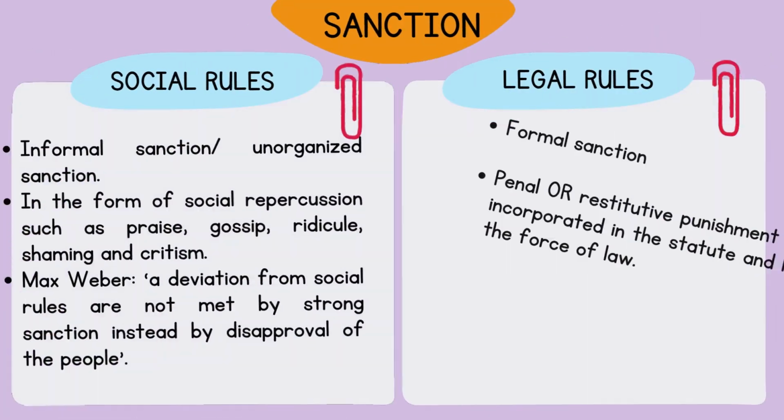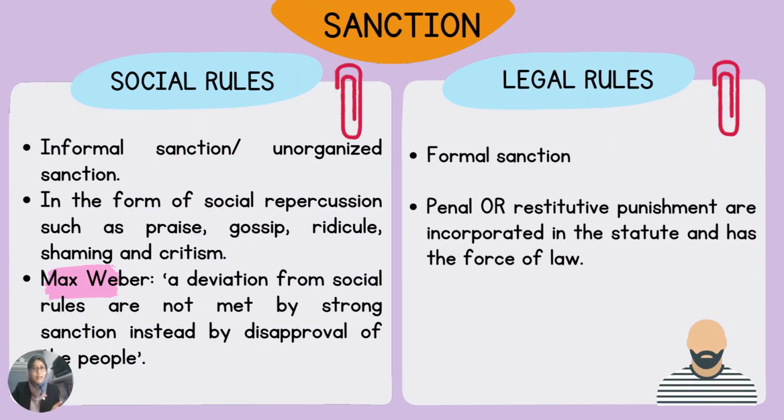So the next point is in terms of sanction. What is actually the meaning of sanction? Sanction is punishment. When you disobey or do not follow the social rules or the legal rules, what would be the sanction behind it? We look at the social rules first. For the social rules, it is informal and unorganized sanction, meaning it is in terms of social repercussion. It doesn't involve any penal punishment. For example, depending on the society, praise, gossip, ridicule, shaming, and criticism. So that is a social repercussion.